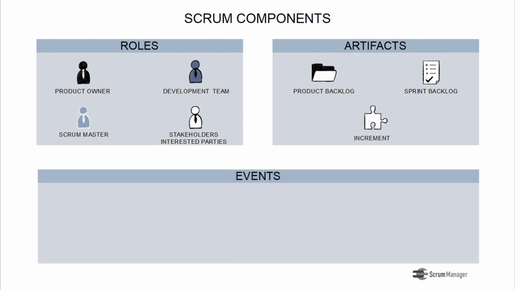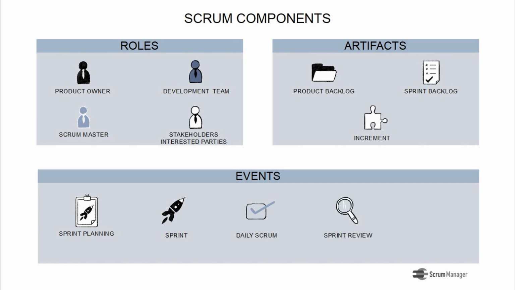The events or ceremonies. These are the milestones that make the necessary workflow and communication possible. The sprint planning meeting. The sprint, which is each of the cycles that produce a delivery or increment. The daily Scrum, or brief daily team meeting. The sprint review, in which the team presents the increment to all parties involved. And the retrospective, which serves to analyze and improve the way of doing Scrum.